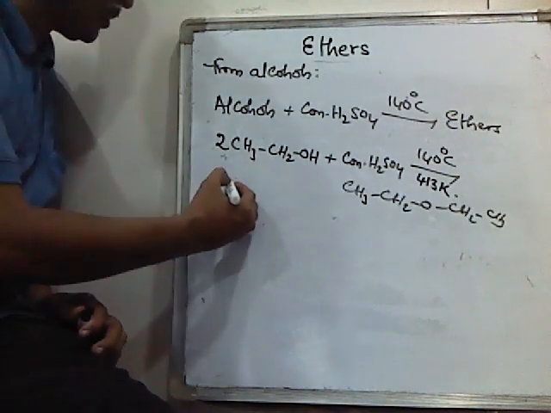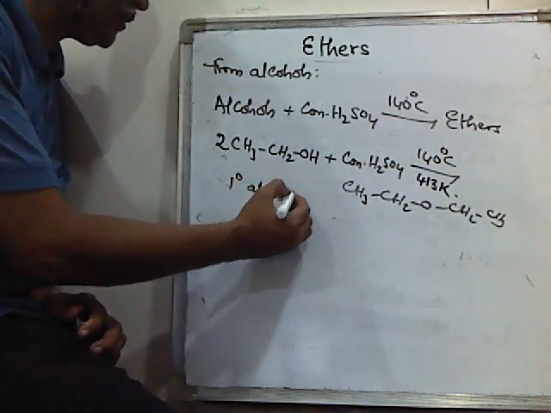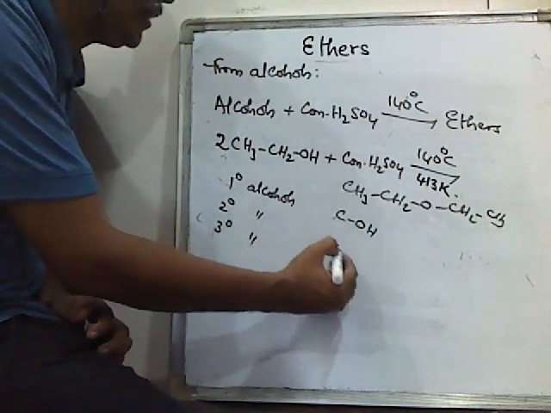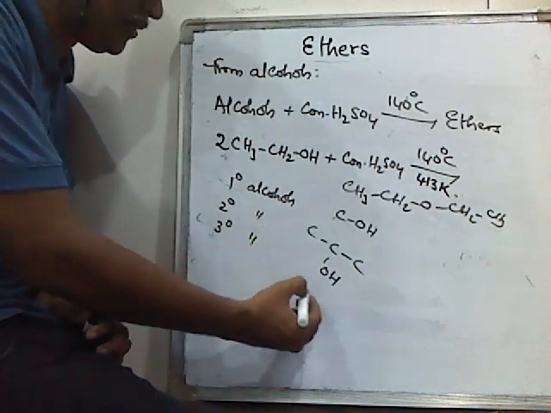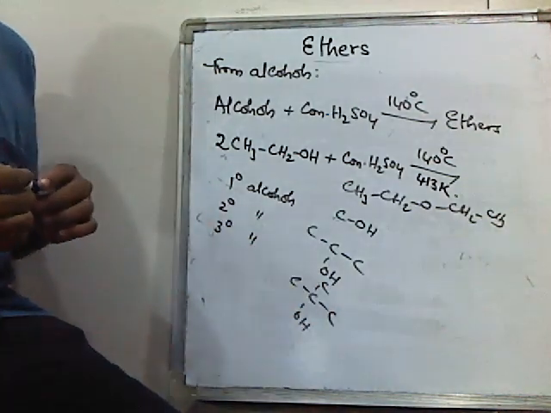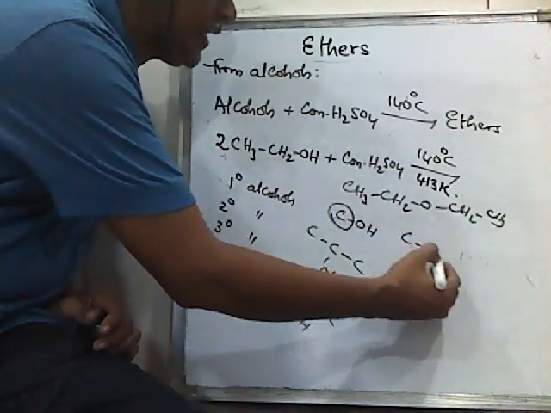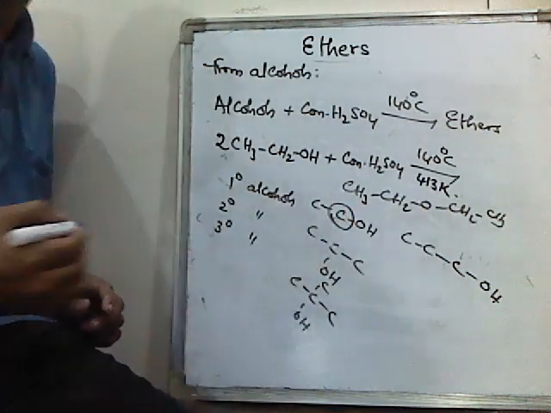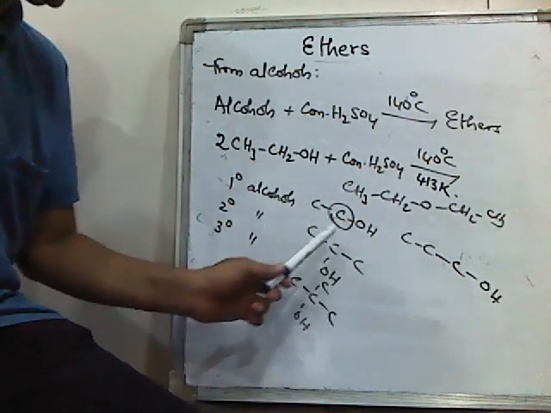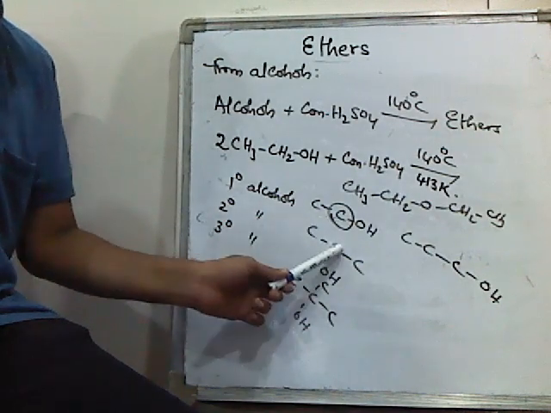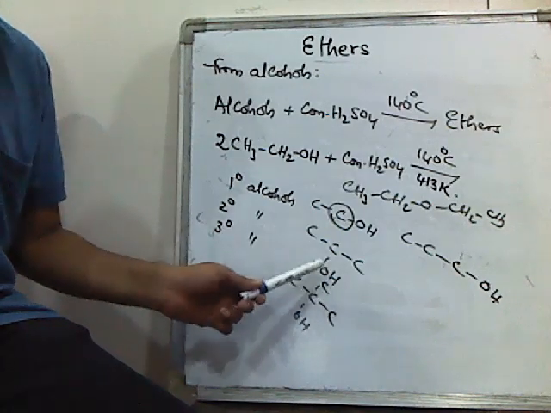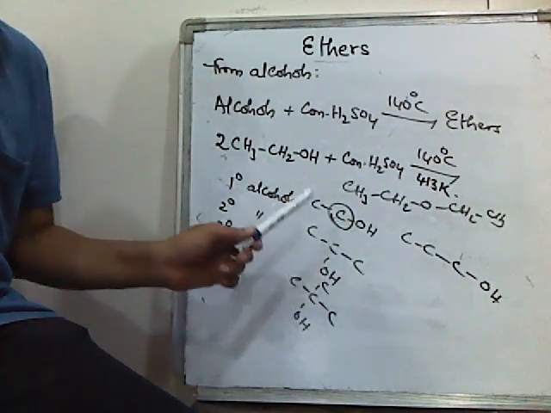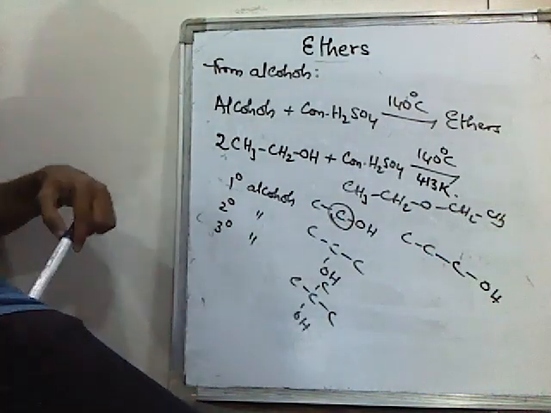We know there are three types of alcohols: primary alcohols, secondary alcohols and tertiary alcohols. If the OH group is attached to a primary carbon, it is called a primary alcohol. If the OH group is attached to a secondary carbon, it is called a secondary alcohol. If the OH group is attached to a tertiary carbon, it is called a tertiary alcohol. A carbon attached to only one other carbon is called a primary carbon. A carbon attached to two other carbons is called a secondary carbon. A carbon attached to three other carbons is called a tertiary carbon.